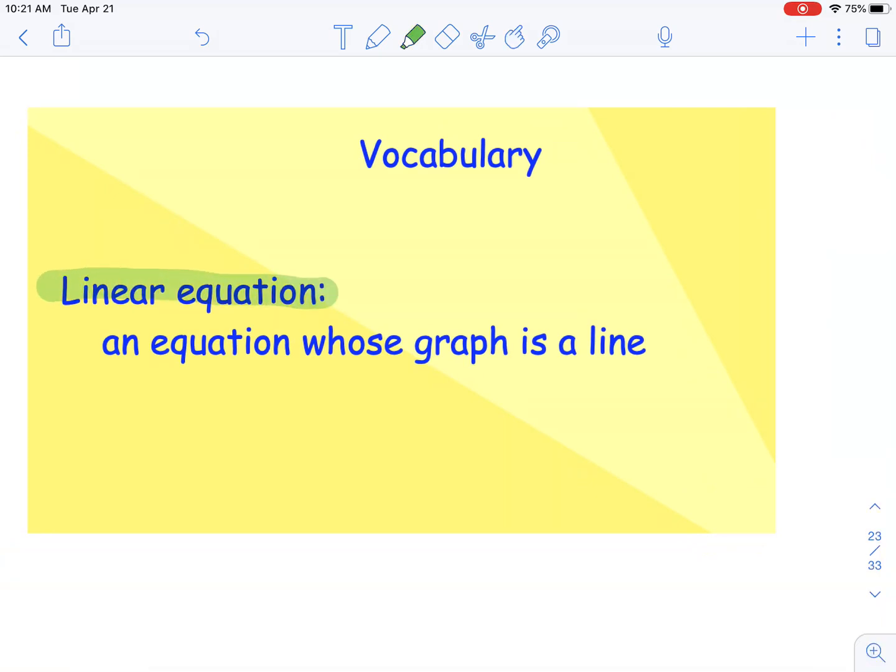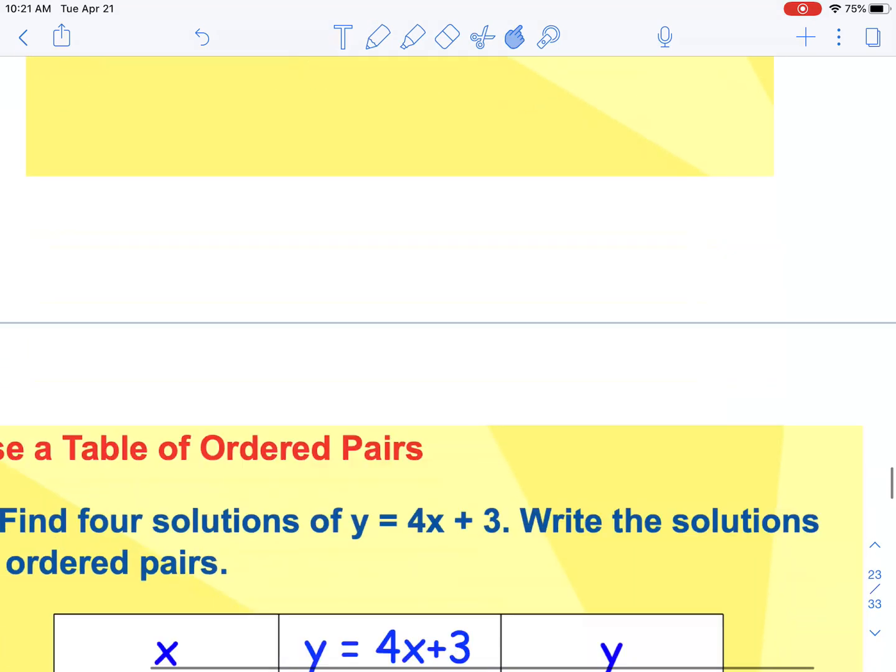The key vocab word for this lesson is linear equation, and it's just an equation whose graph is a line. So any graph that's a line is a linear equation. The word line is right in there.